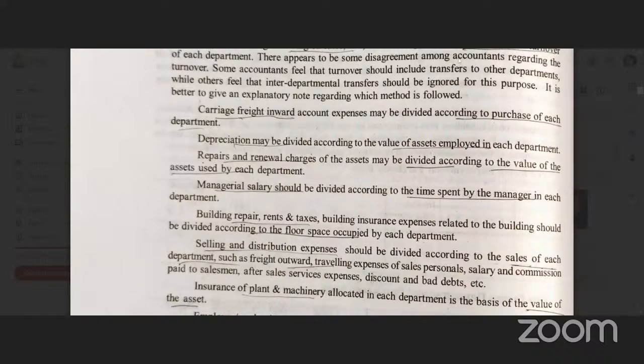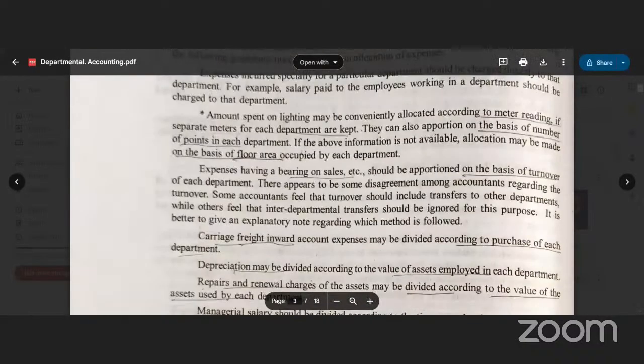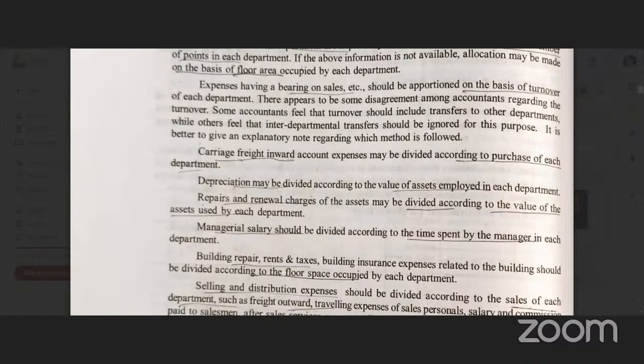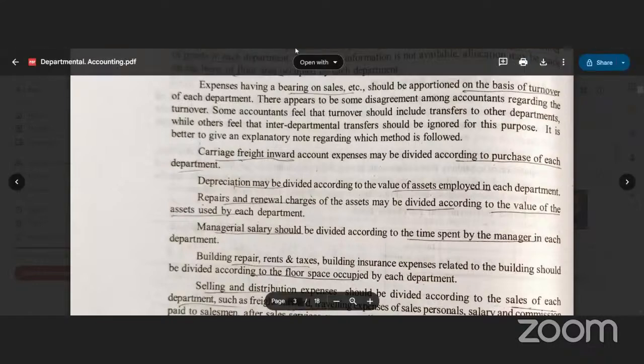While doing this, you should remember all of these. How do you allocate the lighting to departments? How do you allocate the carriage and freight to departments? How do you allocate the advertisement to each department? What is the basis? The basis of allocation of each expense is what you are supposed to remember. I think the notes also have it. I'll share that with you also.